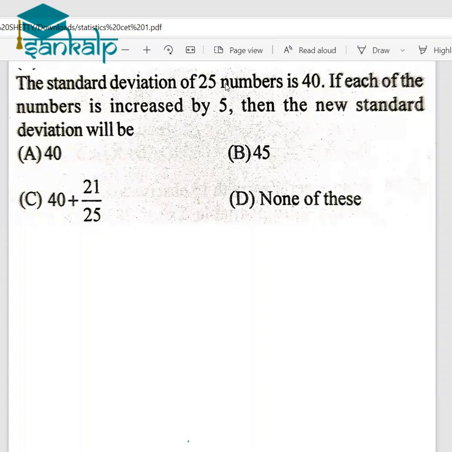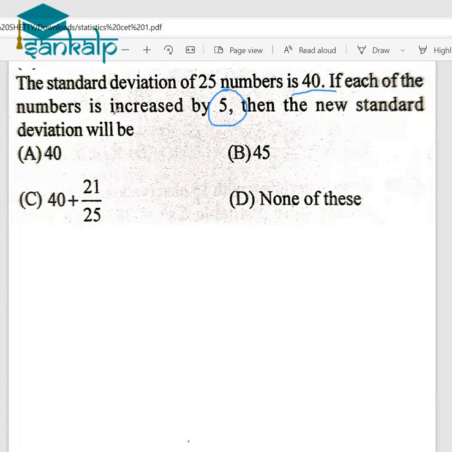Next question. The standard deviation of 25 numbers is 40. If each of the observations, that is the numbers, is increased by 5, then the new standard deviation will be... So there are 25 numbers whose standard deviation is 40. We need to calculate the new standard deviation when each number is increased by 5. So each number is getting added by a constant 5.